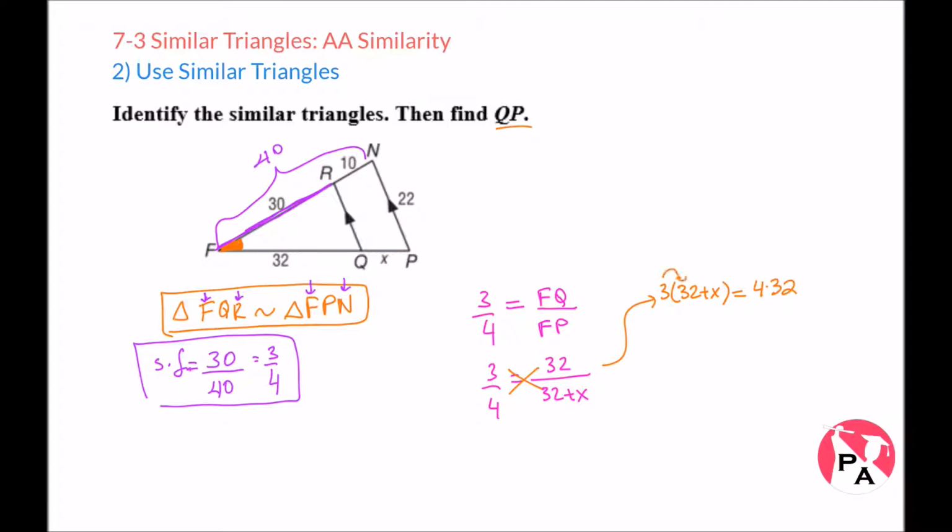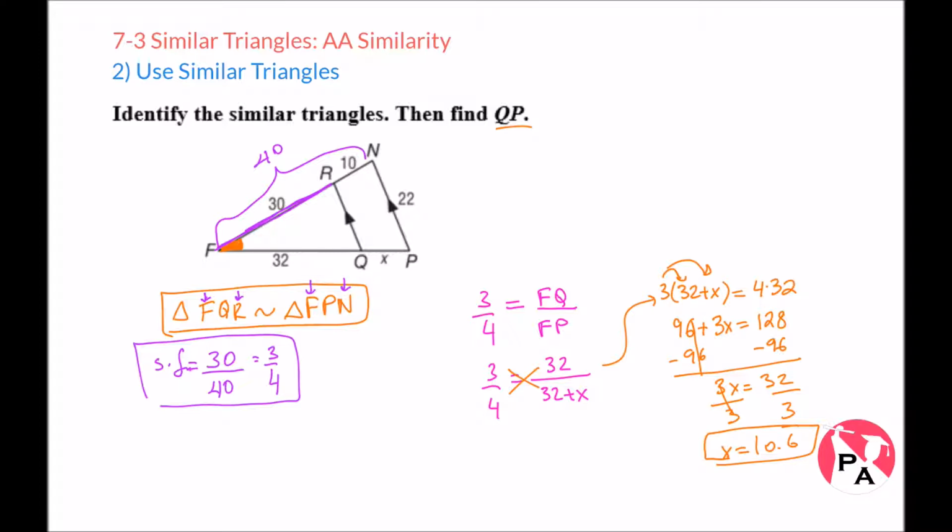Now we are going to distribute. 3 times 32 is 96 plus 3X. 4 times 32 is 128. So subtract 96. So 3X equals 32. Divide each side by 3. X equals 10.6 repeating.